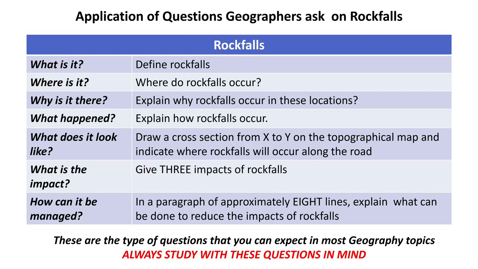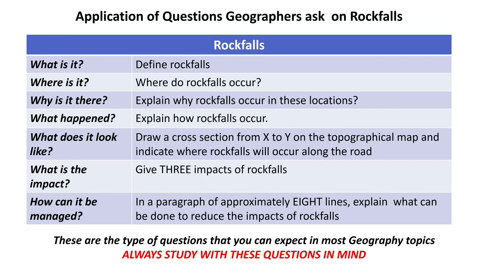Right. So let's look at rockfalls. I've spoken about mudslides now, but the same topic, the topic here would be mass movements, the section on mass movements that you do in geomorphology. Let's look at rockfalls this time. What is it? Here you are expected to give a definition of what a rockfall is. That would be a lower order question. Where is it? In other words, where do your rockfalls occur? That would also be a lower order question.